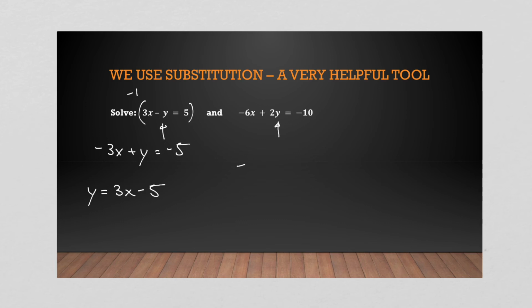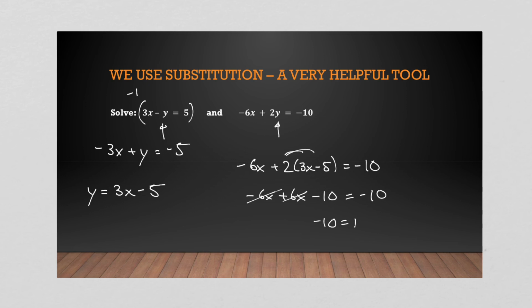I get negative 6x plus 2 times 3x minus 5 equals negative 10. Don't forget the brackets, remember? And then water bomb. Negative 6x plus 6x minus 10 equals negative 10. Well, those cancel, and you're left with negative 10 equals negative 10. If you add 10 to both sides, you get 0 equals 0. So we're comfortable with this.